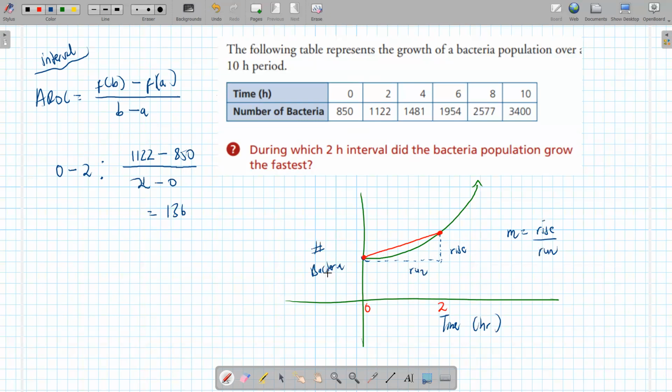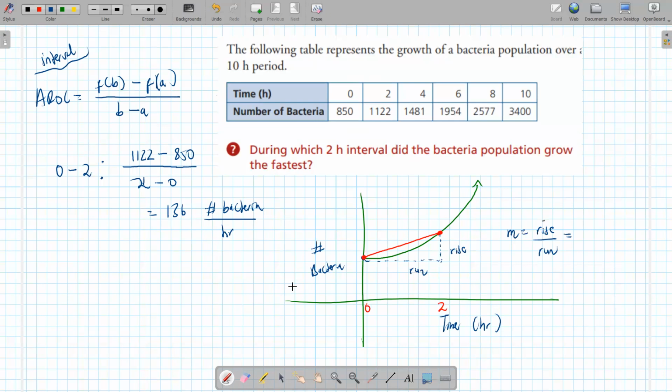What's the unit over here? What's the unit of the rise? The number of bacteria. So what's the unit of run? Hours. So the unit of slope is going to be the number of bacteria divided by hours. So what does this actually mean?